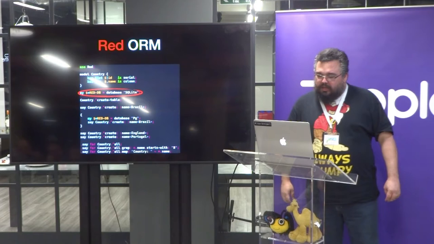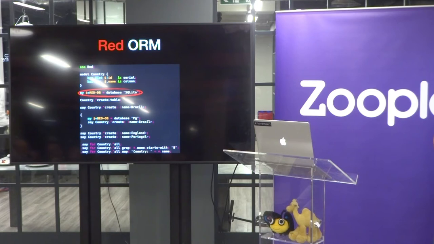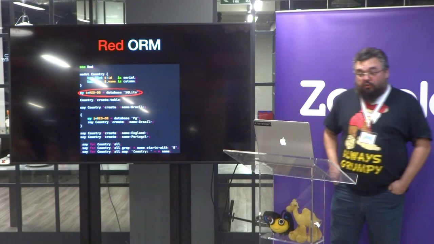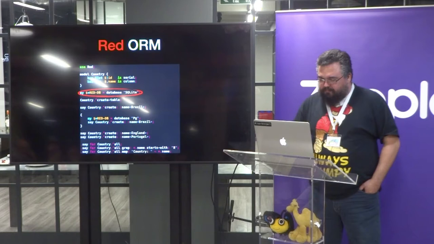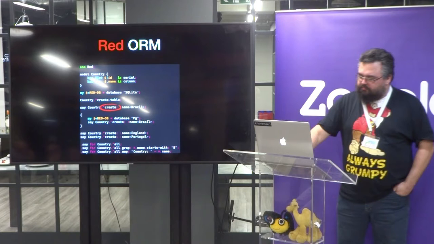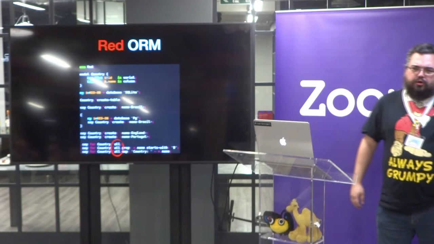This is a special dynamic variable that holds the database connection object. This is how Red knows what database to connect to and do its stuff. Here, Red creates the table in the database. Here, I'm creating a country inside the database with the name Brazil. And this is how I get every row from the country table.